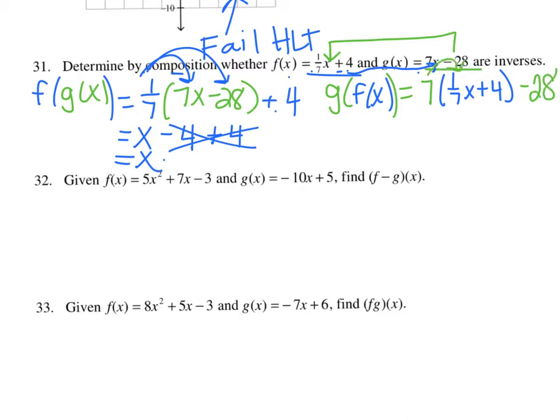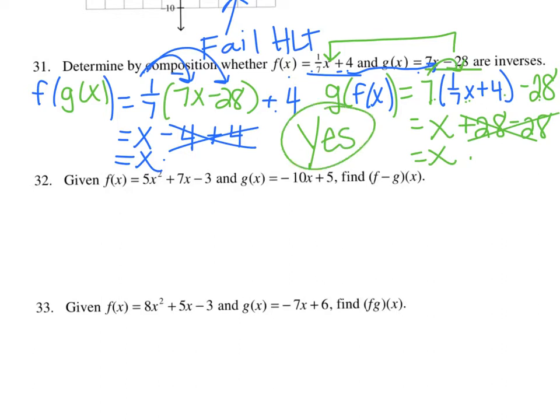Go ahead and distribute. 7 times 1/7 is 1, so 1x. 7 times positive 4 is positive 28. Then we have minus 28, which means the 28's cancel out. And when we compose it that way, we also get x. Because both compositions equaled x, our answer here is yes. Those are inverses of each other.